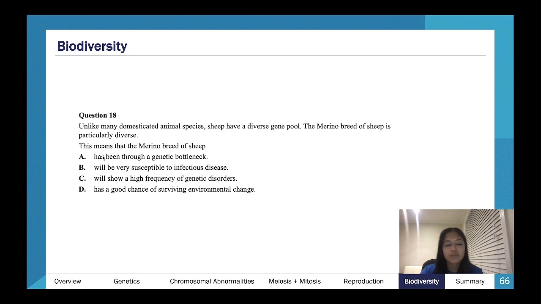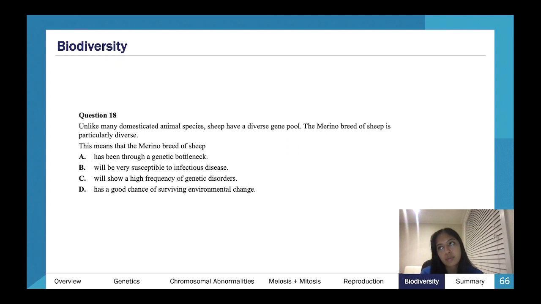Okay, so a little practice question just to finish off our content. Unlike many domesticated animal species, sheep have a diverse gene pool. The merino breed of sheep is particularly diverse. This means that the merino breed of sheep what?